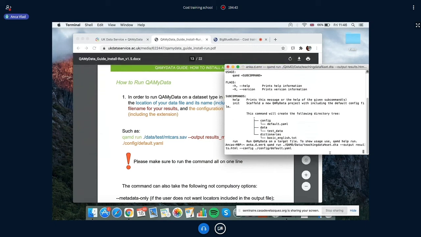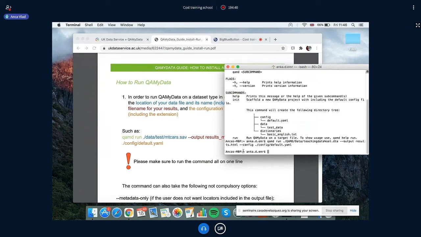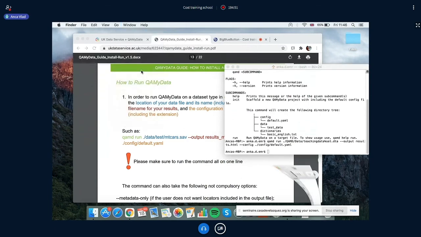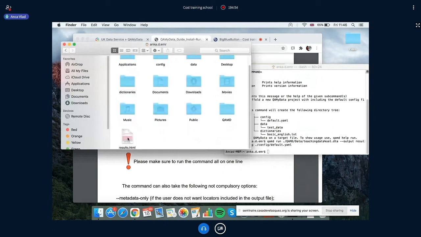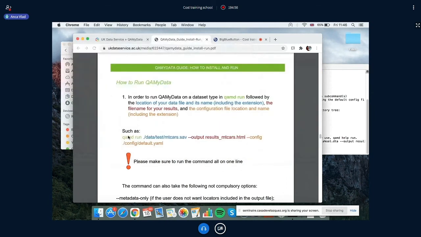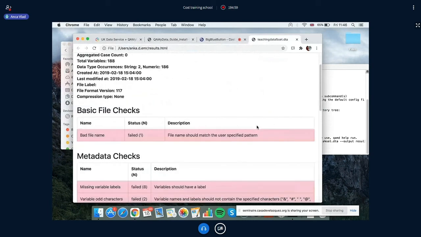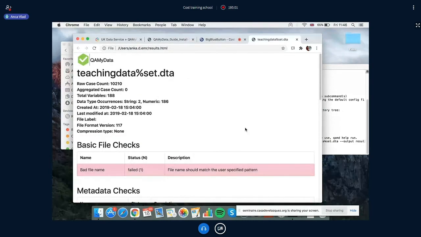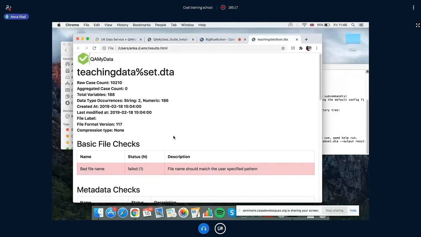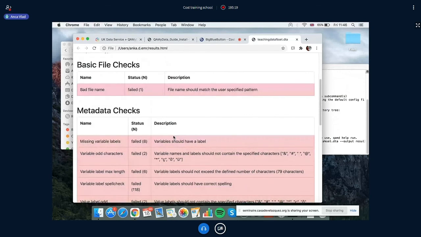Okay, so as you see, it's running the data set, and now hopefully when we go back to the folder, it produced the results HTML file. Okay, so this is the same file that I provided a screenshot of in the presentation. So it's telling us the title of the data file, the case count. It gives us some information at the top here about the data file. And then we move into the checks that it did.